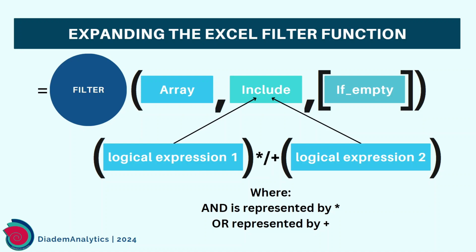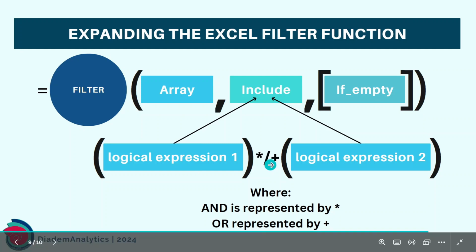To filter a dataset with multiple criteria or conditions, we introduce two or more logical expressions within the include argument. We use the AND/OR logics in our FILTER function. The AND logic is represented by the multiplication operator, while the OR logic is represented by the addition operator.